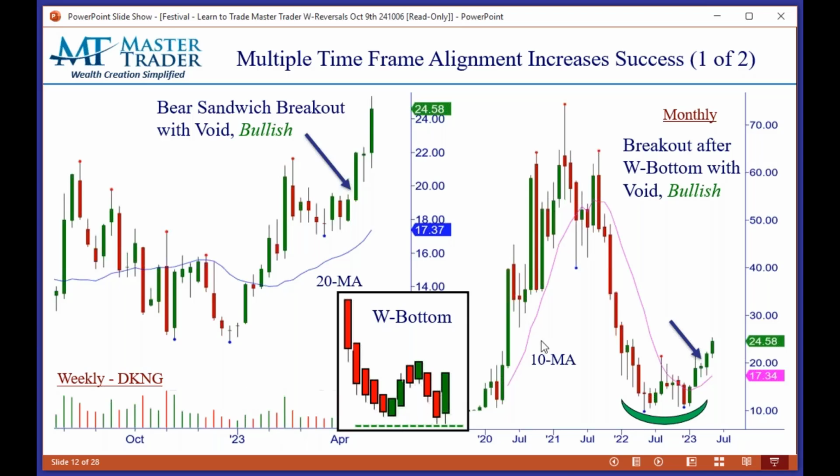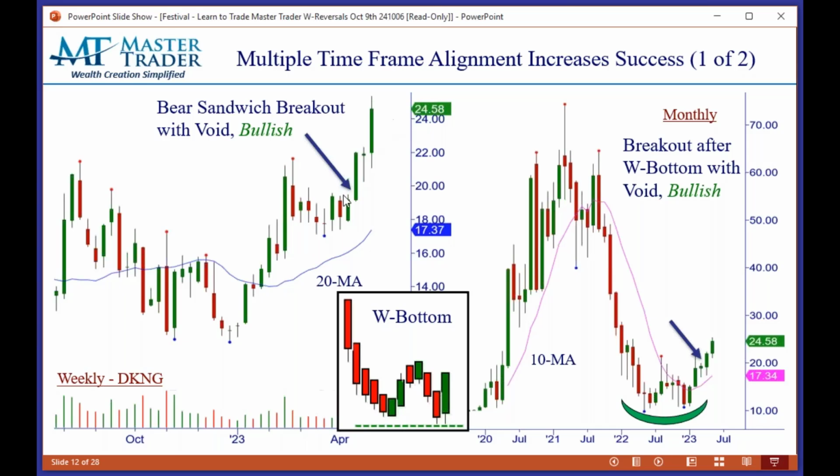Textbook here, W bottom on Dunkin'. I don't have my other charts up. I think Dunkin's around $40 now, DraftKings, and it all started from this pattern. W bottom on the weekly. Daily chart. Here's my little bear sandwich continuation again. That is our no-brainer entry. Stop under this prior pivot.